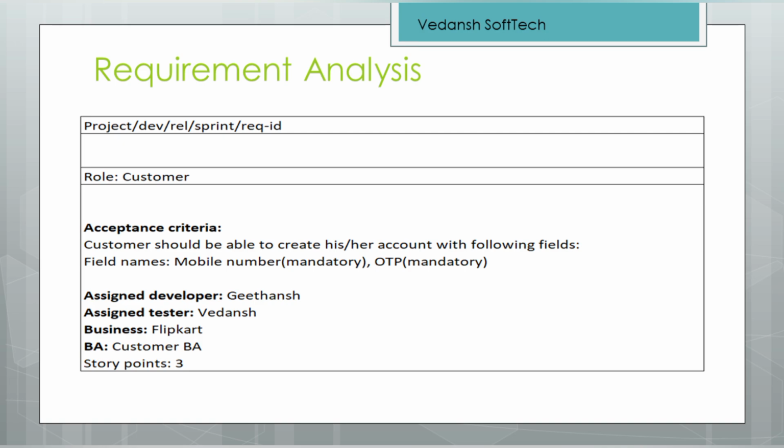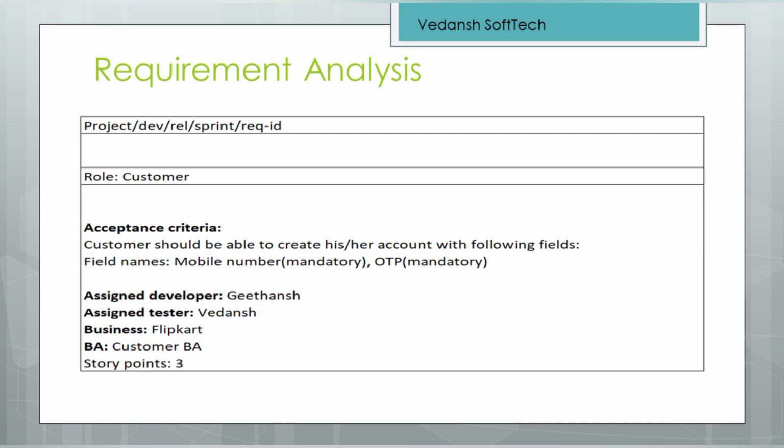Customer should be able to create an account with the following two fields. The first one is mobile number, which is mandatory. Second one is OTP, which is also mandatory. So what we have understood with this one: customer should be able to create the account with two mandatory fields. The first one is mobile number, second one is OTP. This is what we have understood.